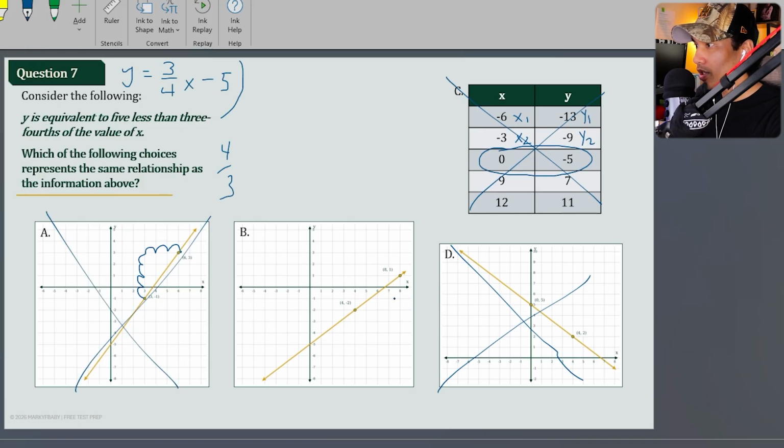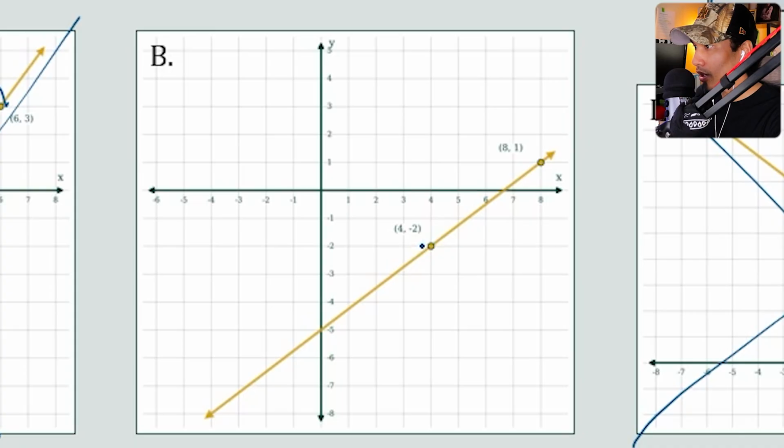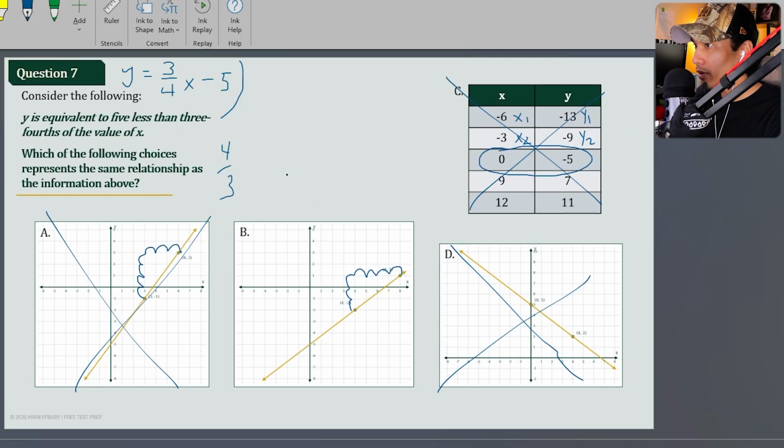Okay, now I'm going to try this. Hopefully I can eyeball it and get it right. So I'm looking for 3 over 4. So I'm going to go 1, 2, 3, and I'm going to go 1, 2, 3, 4. And that, folks, 3 over 4 is our answer.